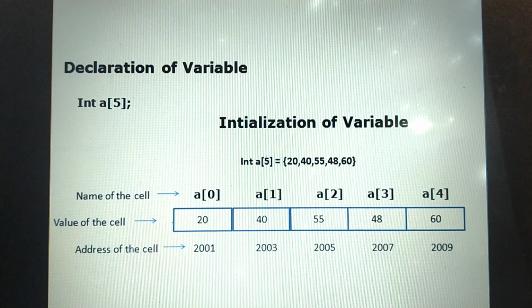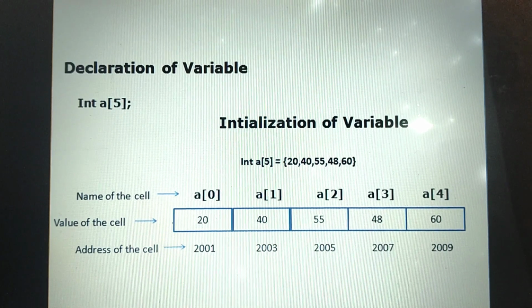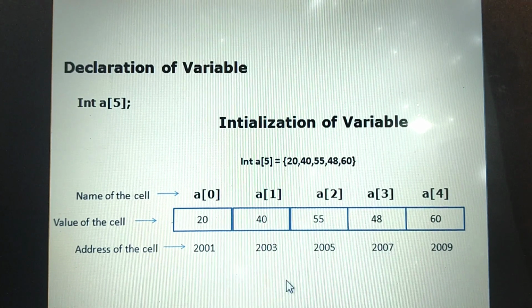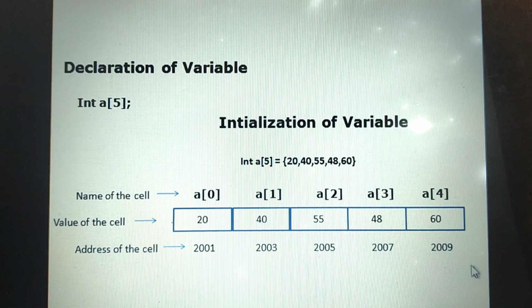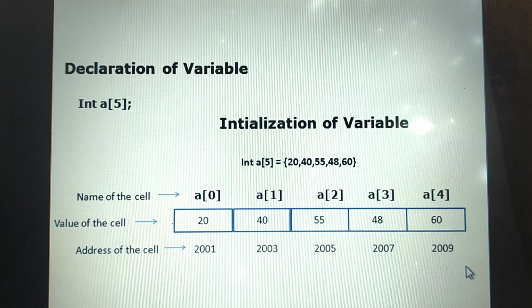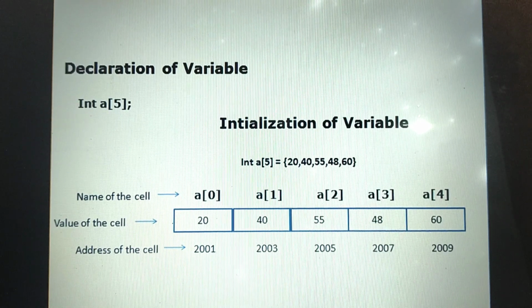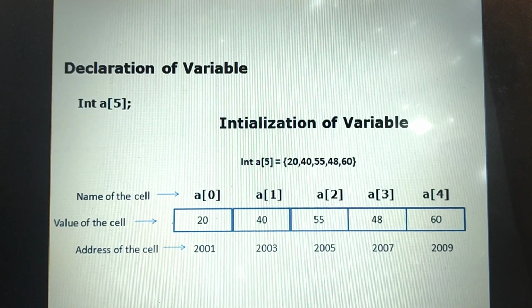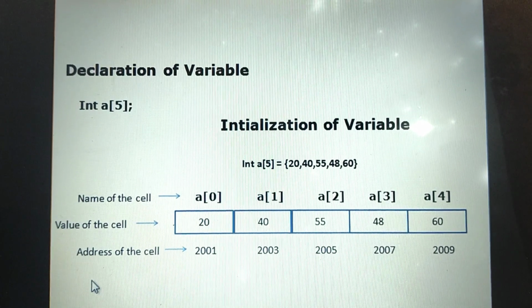An int variable always occupies 2 bytes. That is why the address is increased by 2. Instead of int, if you use a float variable, the address is increased by 4 bytes. Okay, this is the array.